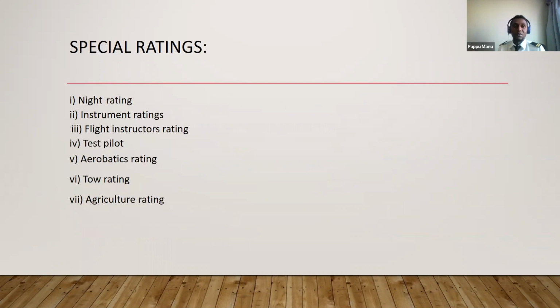Then we went to special ratings. Night rating is a special rating, as are instrument rating, flight instructors, aerobatics, agriculture, towing, and test pilot. These are also your special types of ratings.